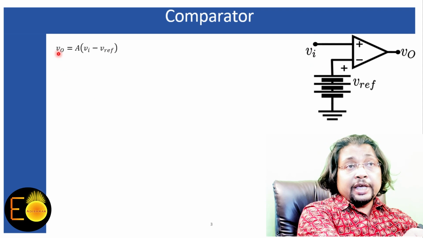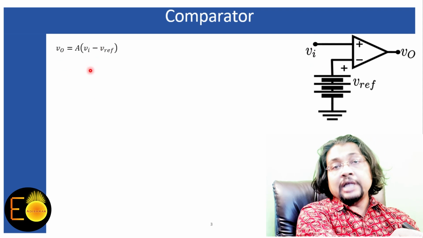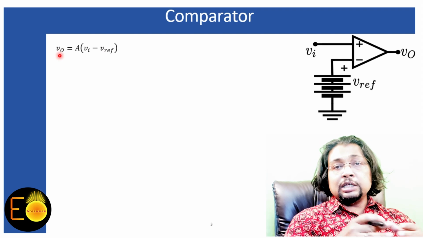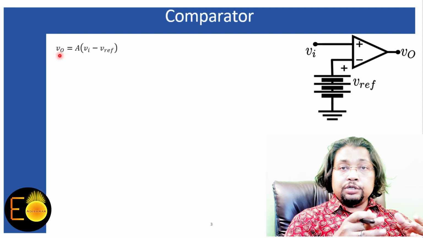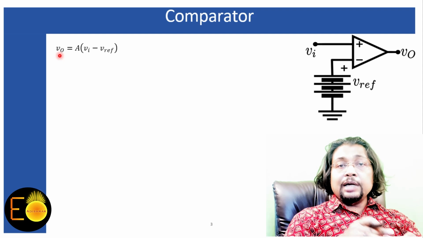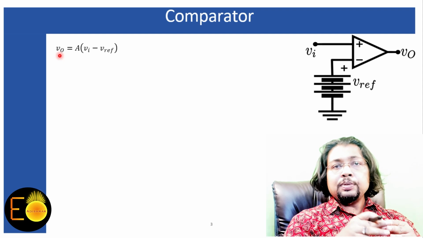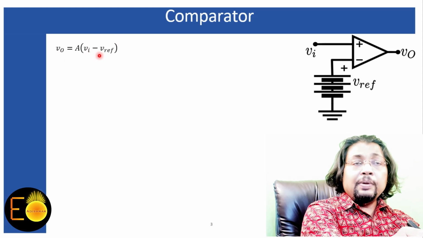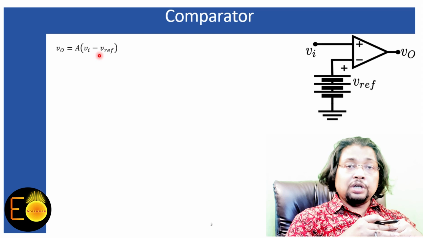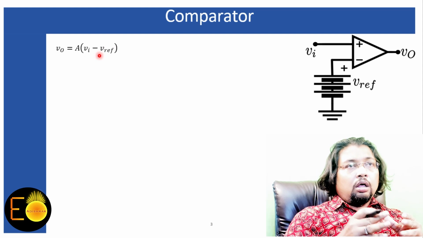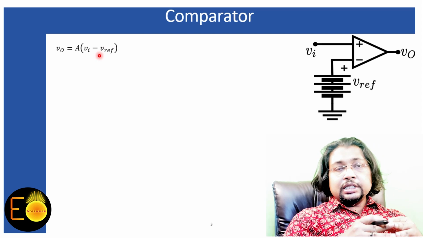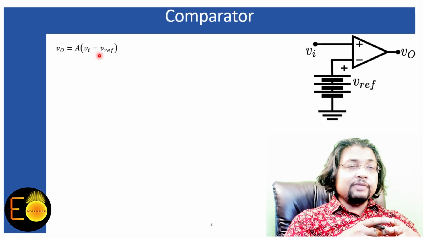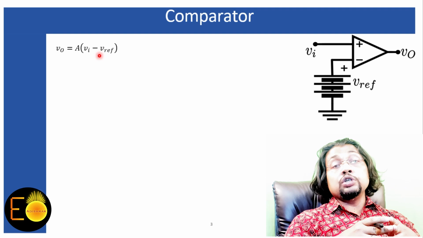The main purpose of this equation is to show you that the output of an operational amplifier is nothing but the product of its gain, which is the A over here, times the difference between its two terminals. So basically, it signifies that the operational amplifier amplifies the difference between its two input terminals. Now, if you study the ideal characteristics of an operational amplifier, you will see that this gain A for an ideal operational amplifier goes to infinity.